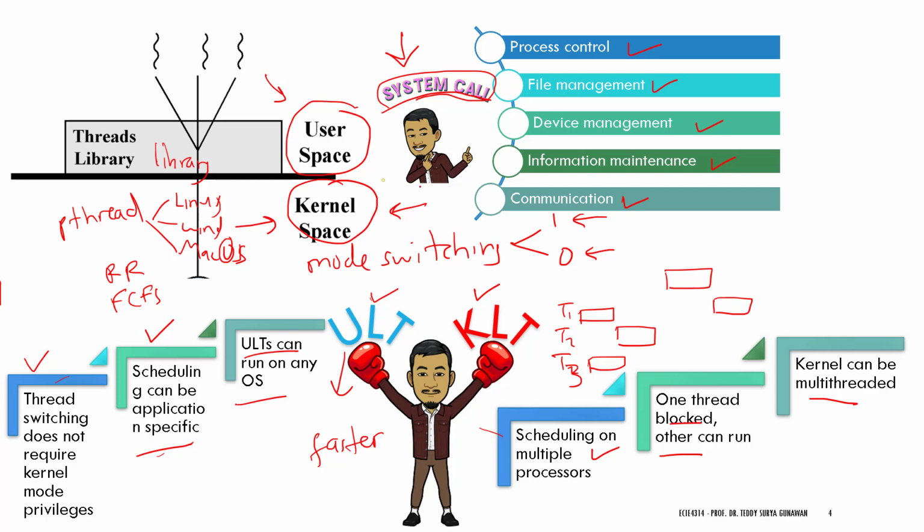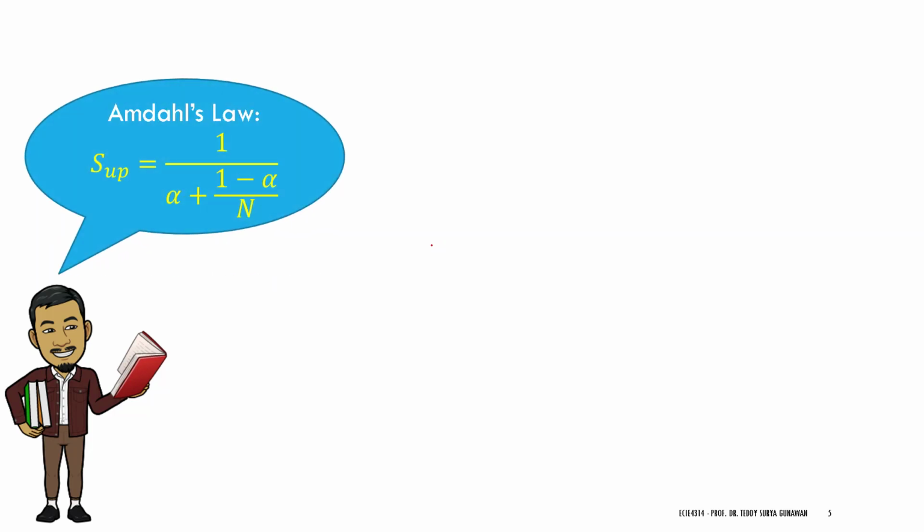So it depends on whether you want to use ULT or KLT, and whether you have heavy I/O. For example, if you have so many communications, then it will be faster to use KLT directly. Okay, let's move to the next one. The next one is about the MDS law. The MDS law stated that the speed up.